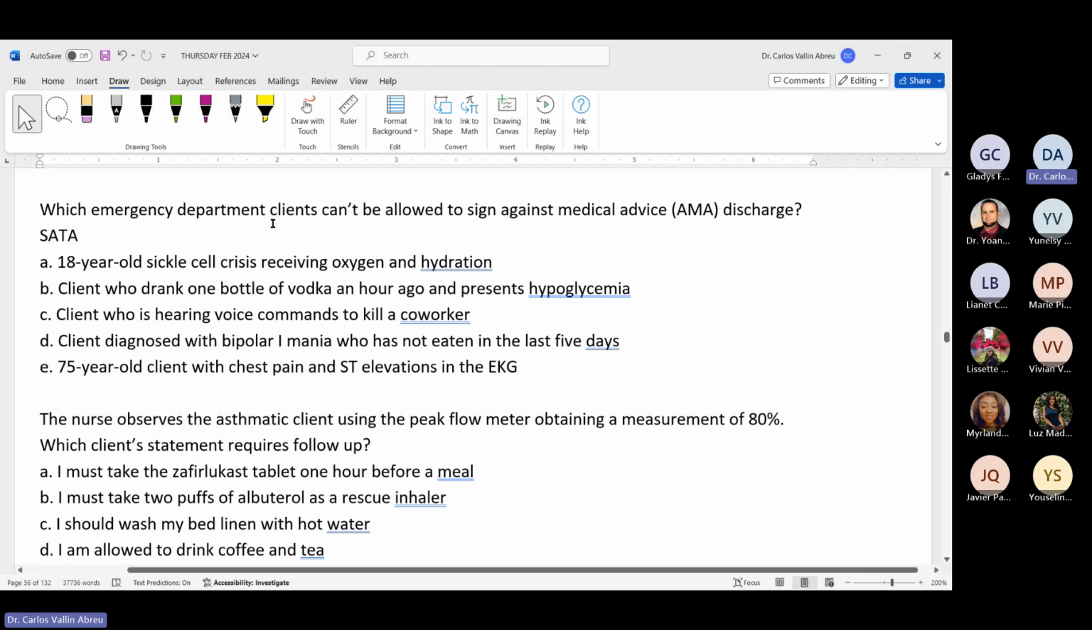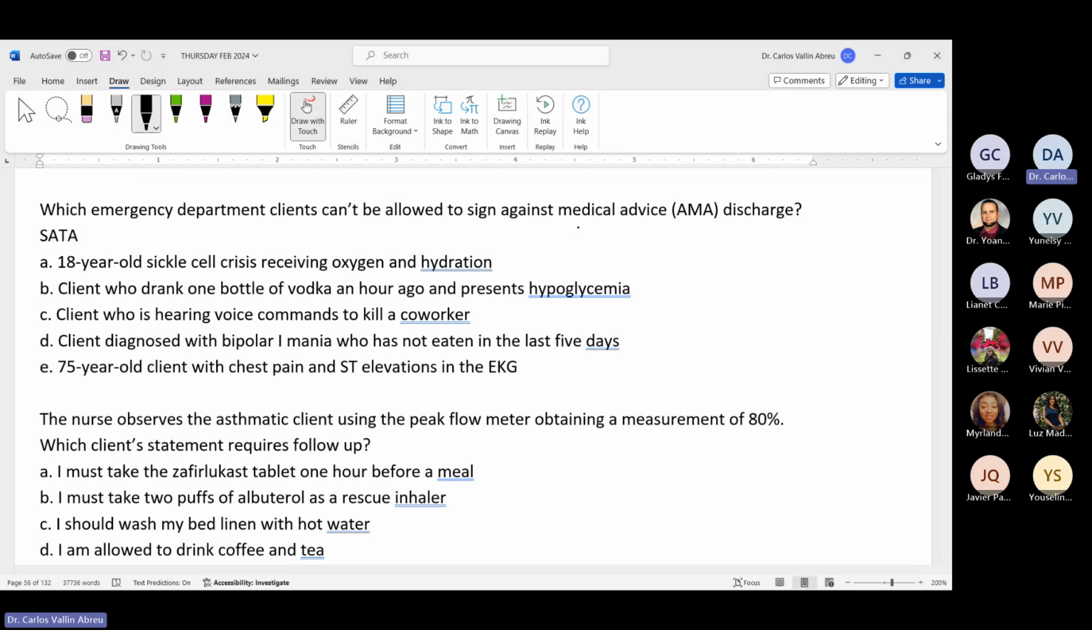Which emergency department client cannot be allowed to sign against medical advice discharge? So which of these clients is a select that apply? Which of these clients cannot be allowed by you, the nurse in charge of this shift, to leave the facility against medical advice, signing against medical advice?